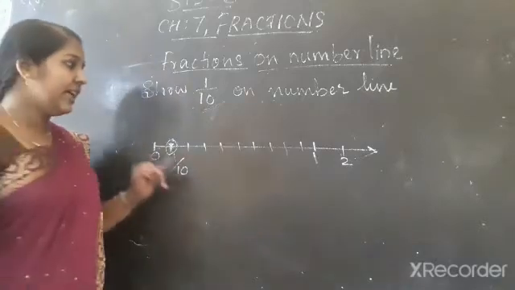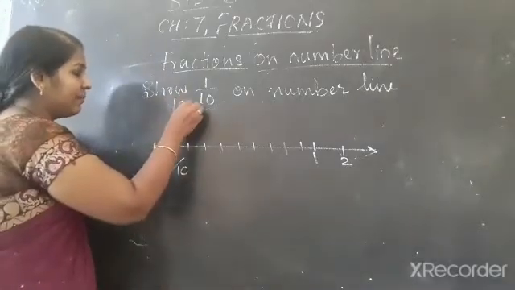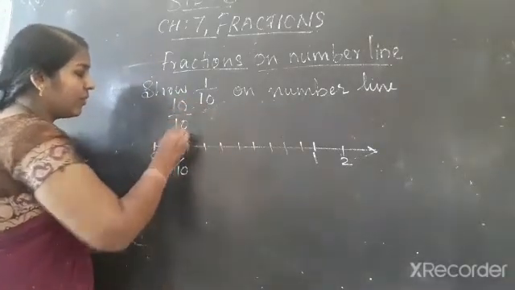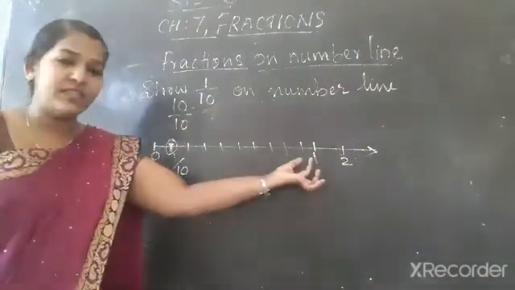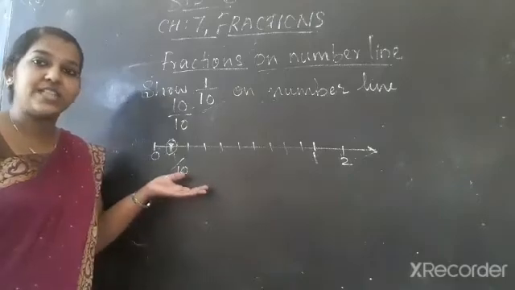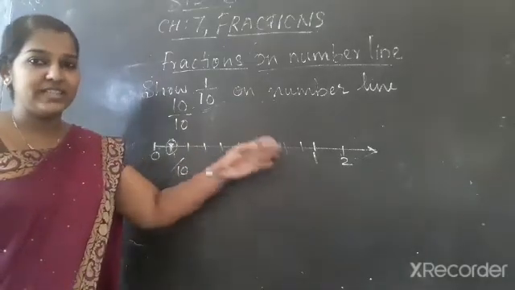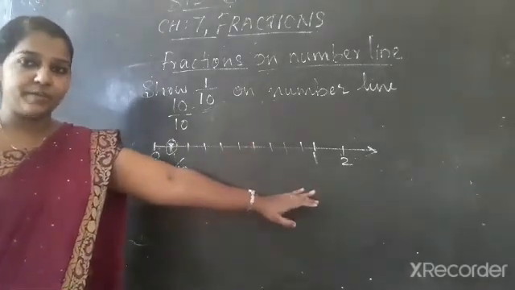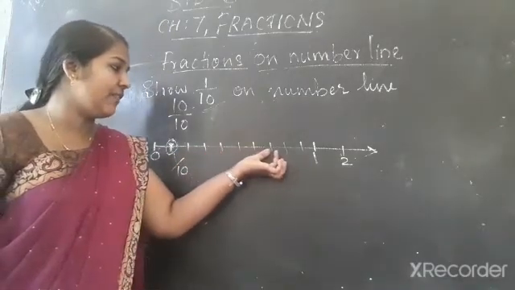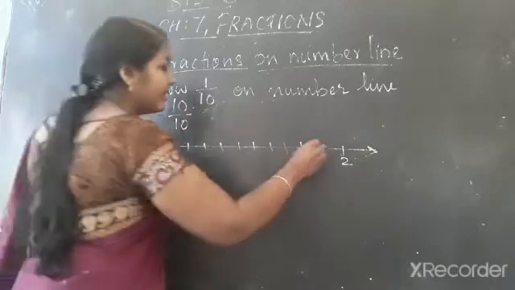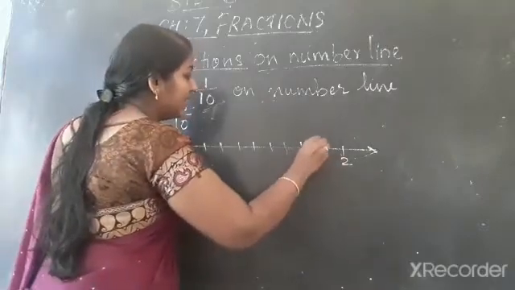Now children, can you tell me which is 10 by 10? Can you plot 10 by 10? Yes, the 10th one of the sequence. Total division is 10, and the 10th one is the 10 by 10 fraction. So 1, 2, 3, 4, 5, 6, 7, 8, 9, 10. So here it is. So this is the 10th one.